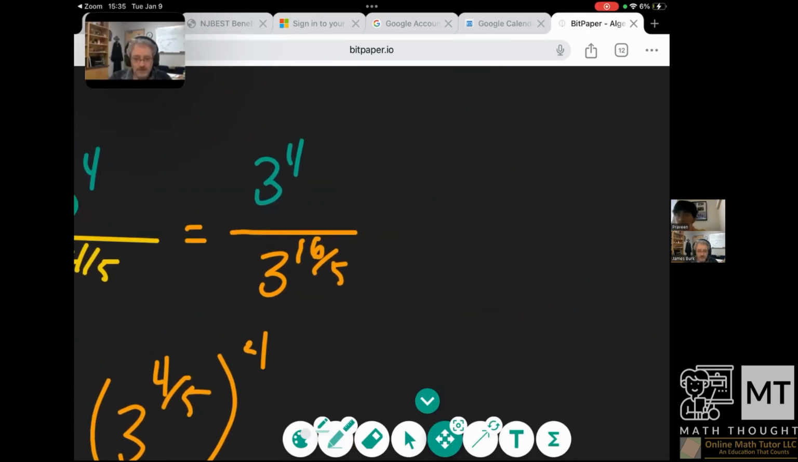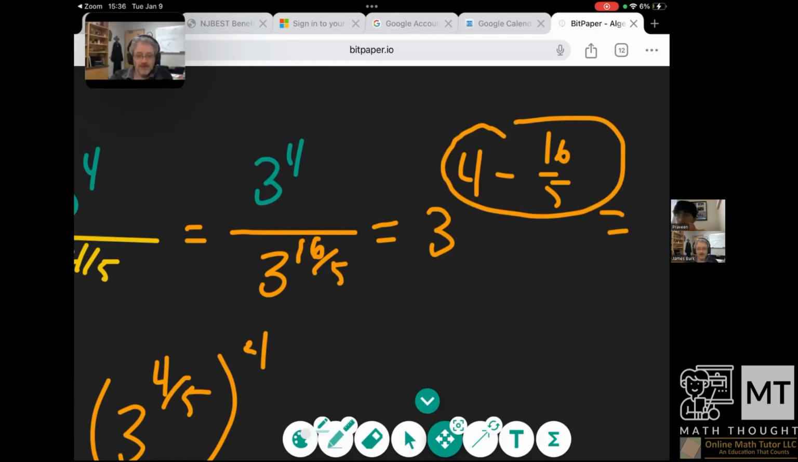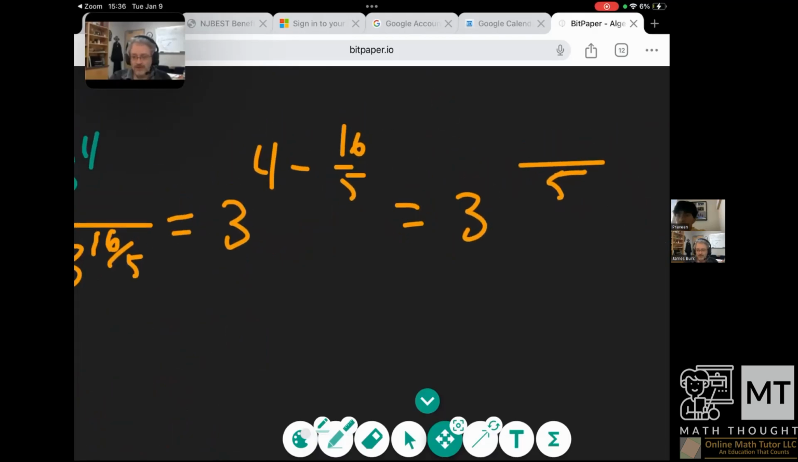Now, the next thing is we can keep pushing on, though. Here we have an exponential again, numerator, denominator. In this particular case, there's another property of exponents that states if you have exponentials of the same base and you're dividing them, take the difference of the exponents. So here I would say 3 to the 4 minus 16 over 5, and then I don't worry about the exponent anymore. It's really a matter of, hey, can we add and subtract fractions? Get a common denominator of 5, 20 minus 16. Just 4/5, so 3 to the 4/5.